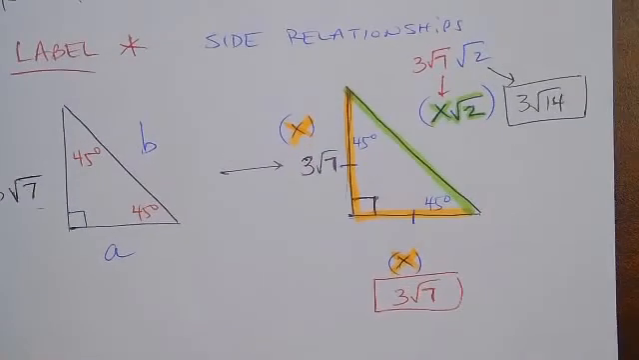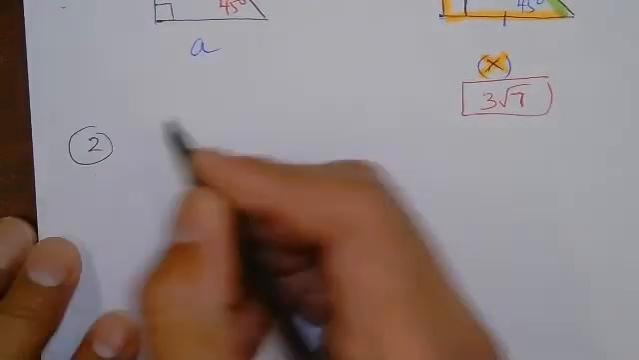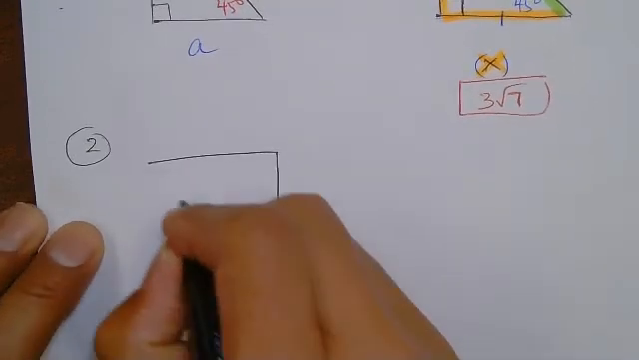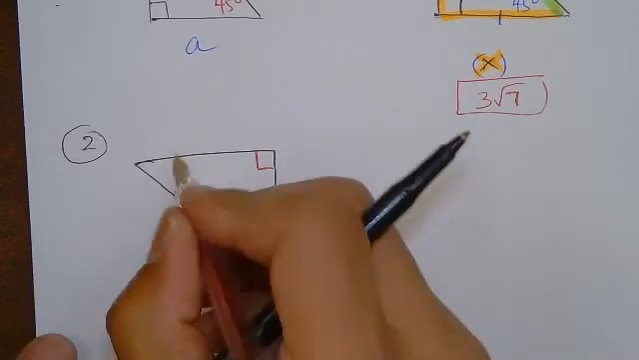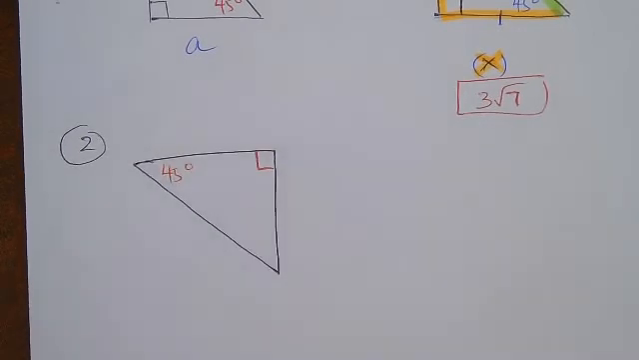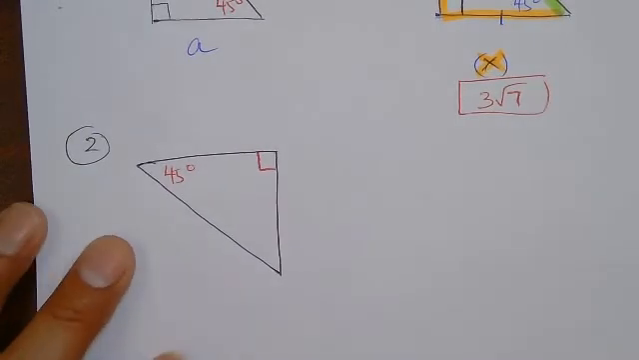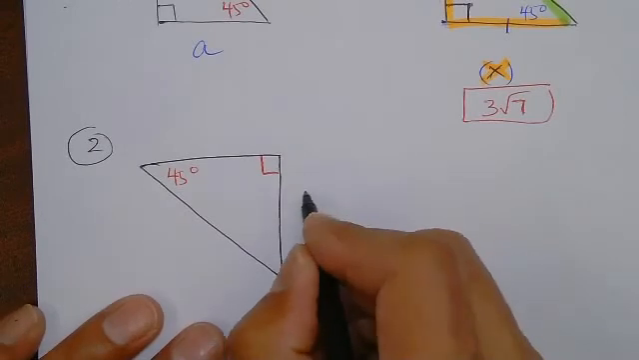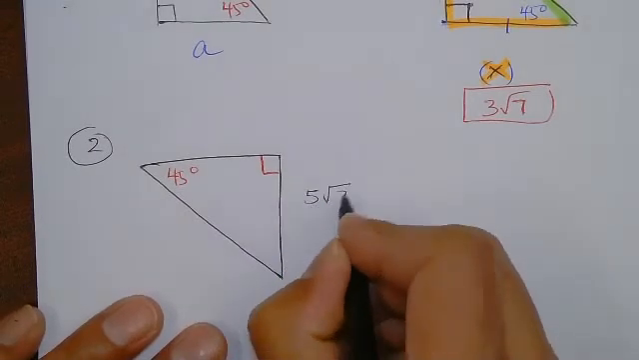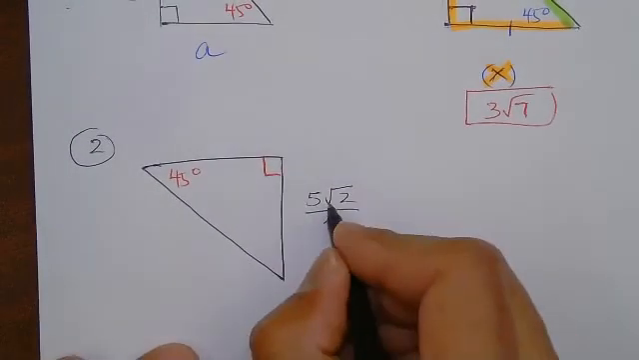Number 2. Let's change it this way. I mean, well, you know what? I'll just leave it. It's okay. Let's go with, here's another crazy one. How about this? 5 root 2 over 2. What the heck is that? Relax, we'll get to it.